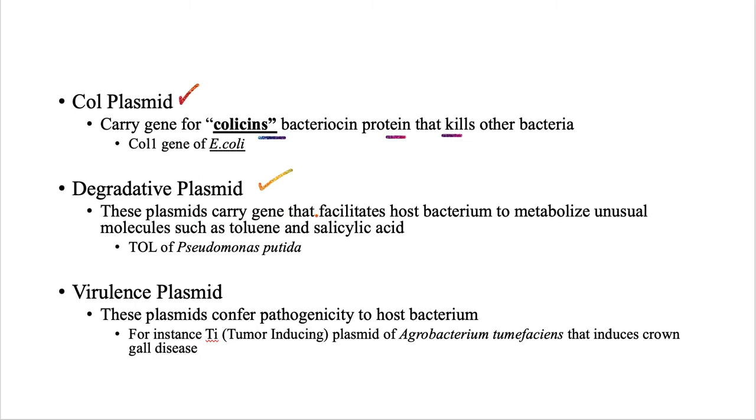These plasmids carry genes that help the host bacterium metabolize unusual molecules, for instance toluene and salicylic acid. We have genes like the TOL gene of Pseudomonas putida, and we call these degradative plasmids. We also have virulence plasmids. These plasmids confer pathogenicity to the host bacterium. For instance, the tumor-inducing (Ti) plasmid of Agrobacterium tumefaciens induces crown gall disease in plants.